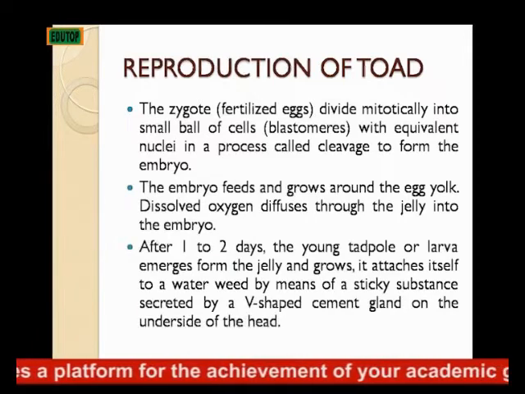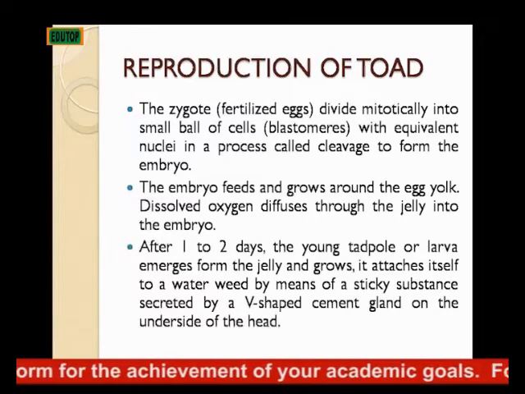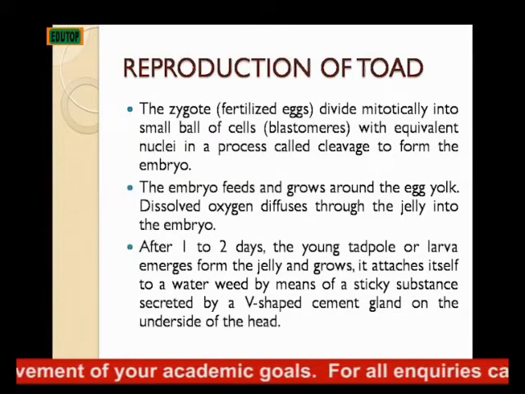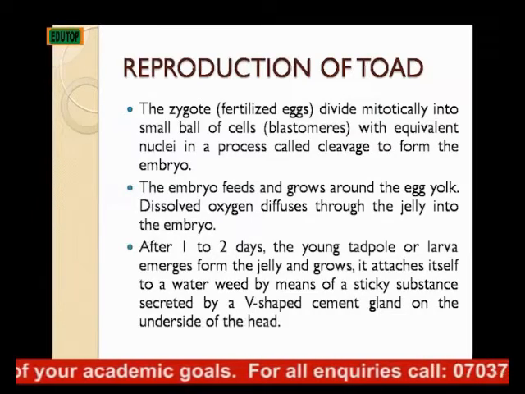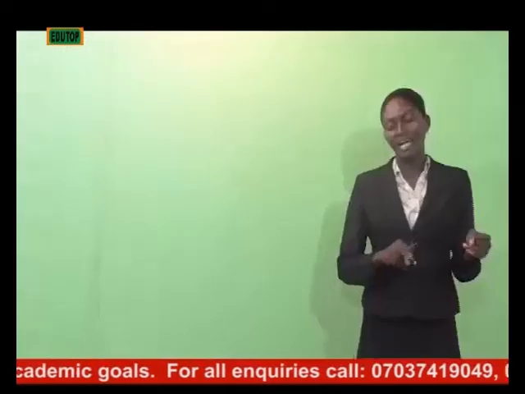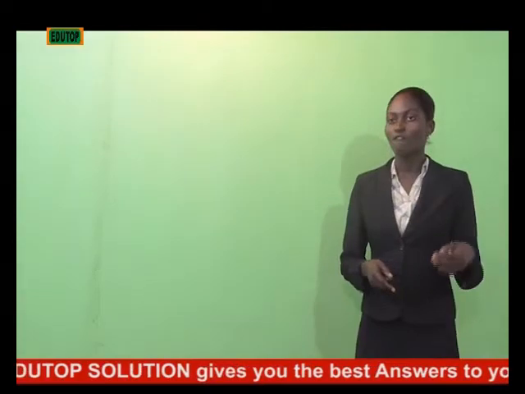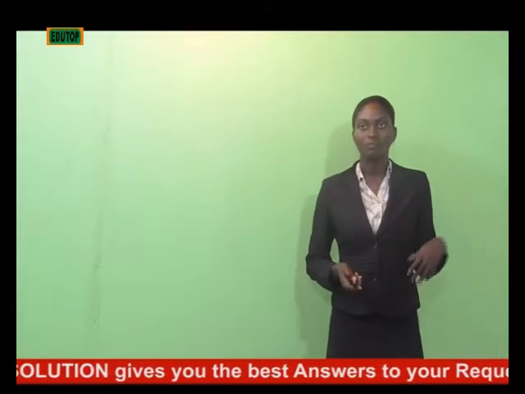It attaches itself to a water weed by means of a sticky substance secreted by the V-shaped cement gland on the outside of the egg. At this stage, the toad has no mouth. It feeds on the egg yolk. Then it obtains dissolved oxygen through the skin for respiration.